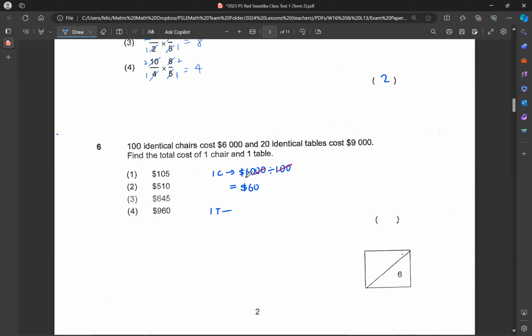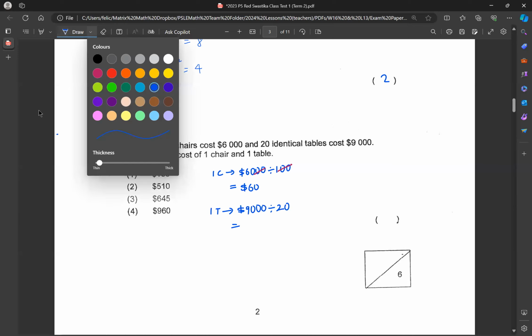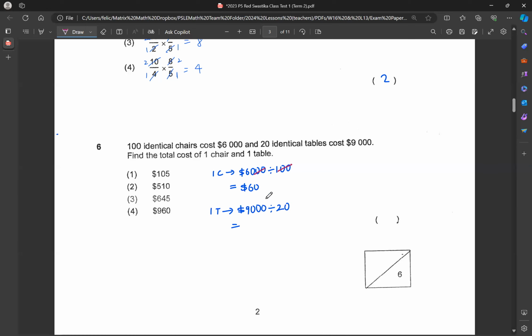We're going to do the same for 1 table. So 1 table will be $9,000 divided by 20. Okay, same logic. You can look out for the common number of zeros. So 1 zero, 1 zero, cancel away. Then whatever is left means 900 divided by 2. So 900 divided by 2 will give us $450 if you do your long division for this. Okay, and of course, just work out the total cost of 450 plus $60, which is $510.